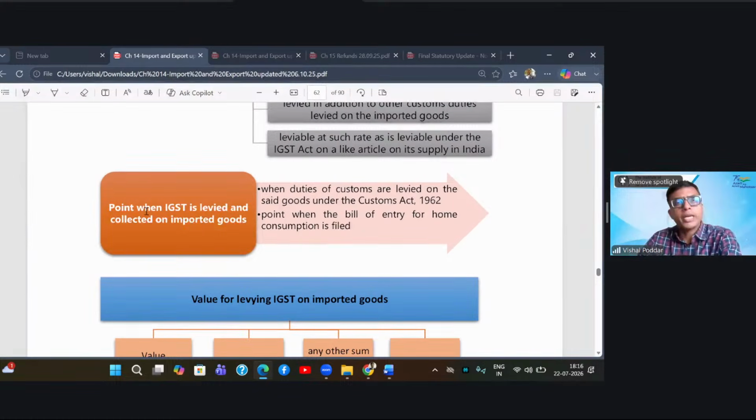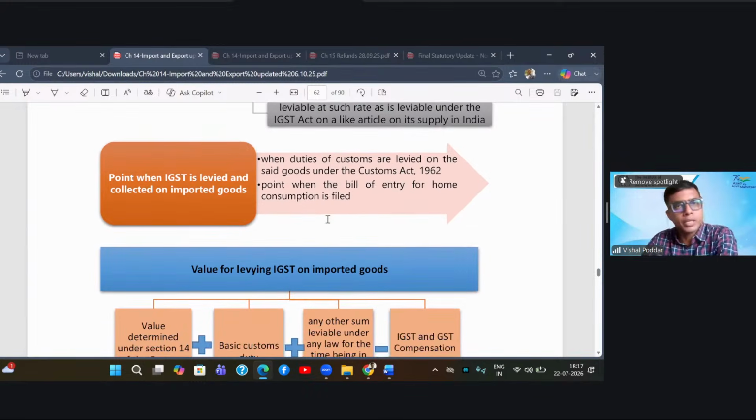Now the question comes: at what point in time will this IGST be levied and collected from the importer? For this purpose, as I was saying, section 5, subsection 1 proviso of the IGST Act has shifted this entire mechanism of the time of levy, collection, everything to customs. Hence, at the point when the duties of customs are levied and collected, at the same point of time IGST will also be levied and collected. And what is this time? When we study the customs law, you'll find that it is the time of filing of the bill of entry or the entry inwards, whichever is later.